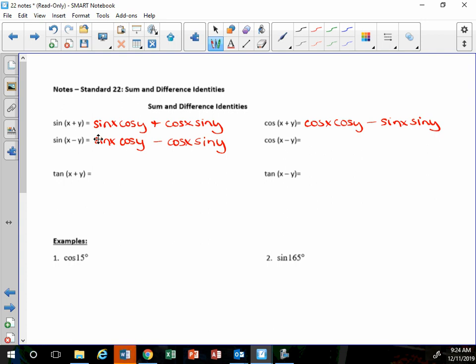So what do you think it'll be for cosine of x minus y? Yeah, a plus in the middle. So it's going to be cosine x cosine y plus sine of x sine of y. Okay.